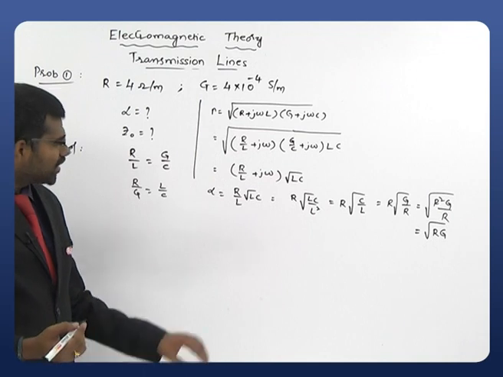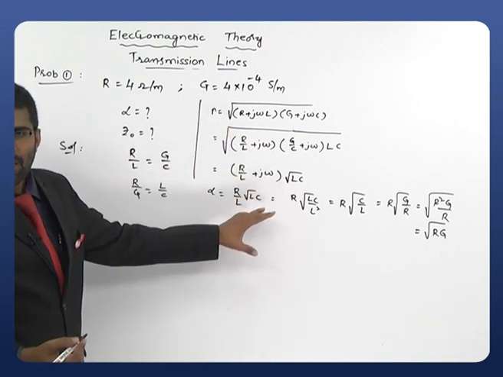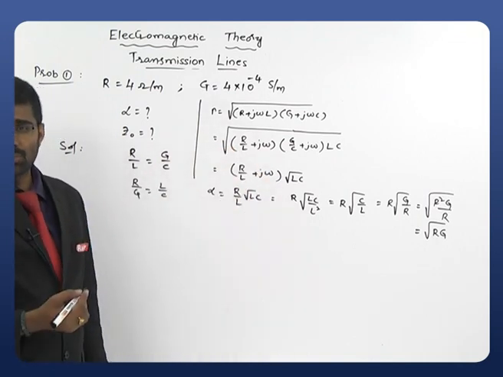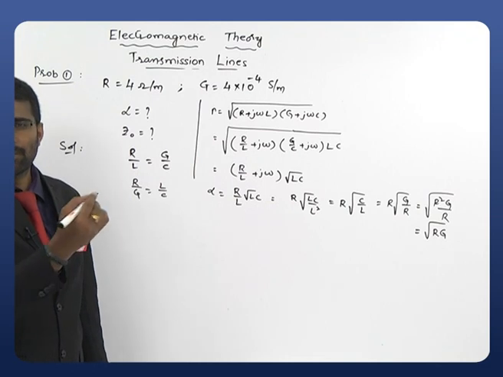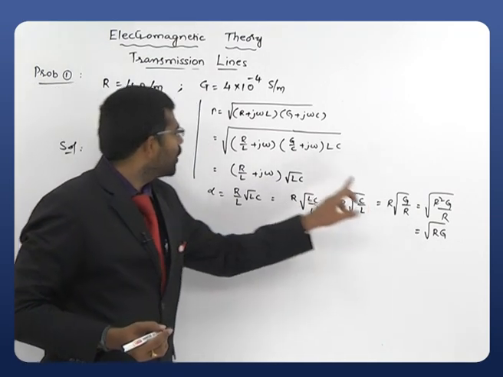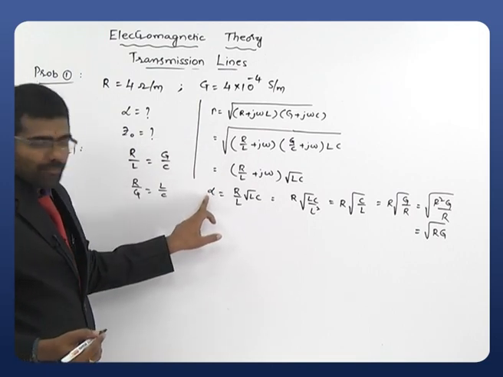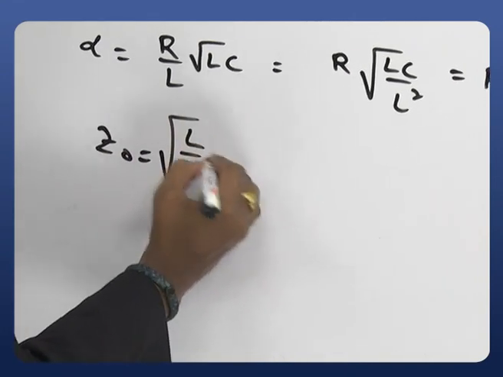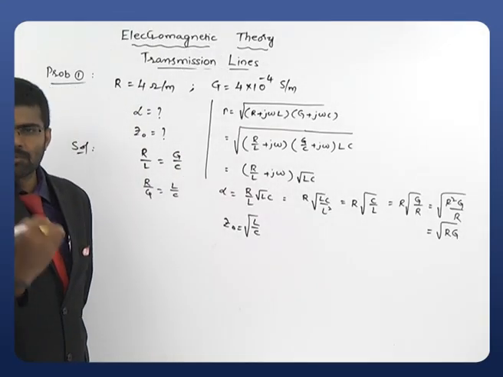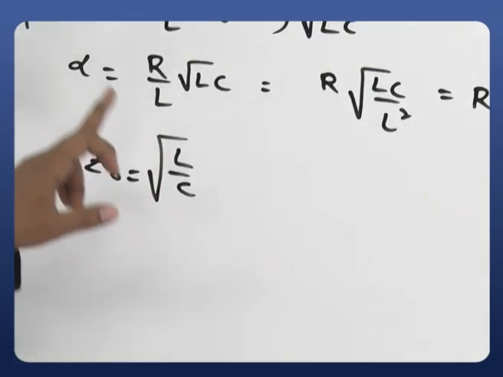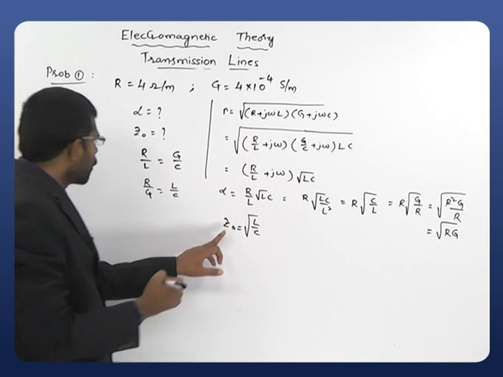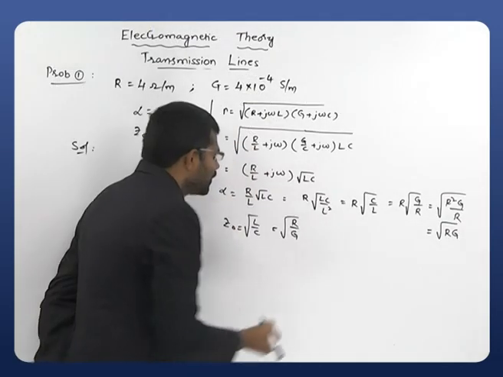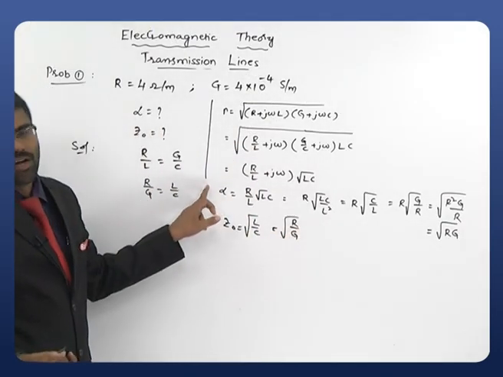I used a little bit lengthy method, but you can immediately modify all these equations within your mind. Don't put them on paper. Simply root RG is the value of our alpha. It's not gamma, it's alpha. Similarly Z naught we require. Z naught is equal to root L by C. Directly you can remember that one. The same equation is useful for either a distortionless line or lossless line. Root L by C means root R by G. So with the help of just R and G you can calculate alpha and Z naught.